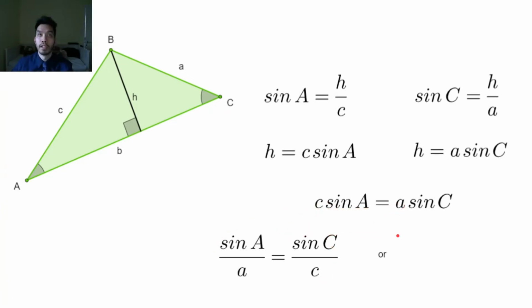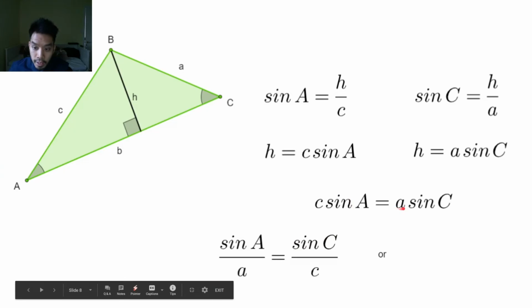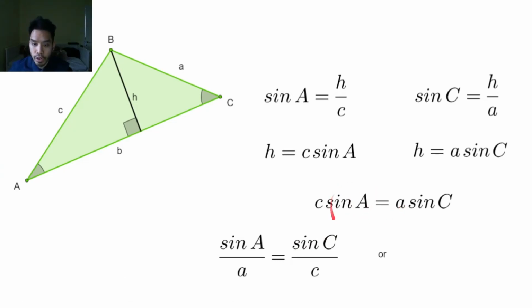Now, there's another way of getting variables on one side. Instead of dividing by the lengths, you can divide by the angles, the ratio here. So this is C times sine A. What's the opposite of C times sine A? You can divide by sine A. So you're going to divide both sides by sine A.